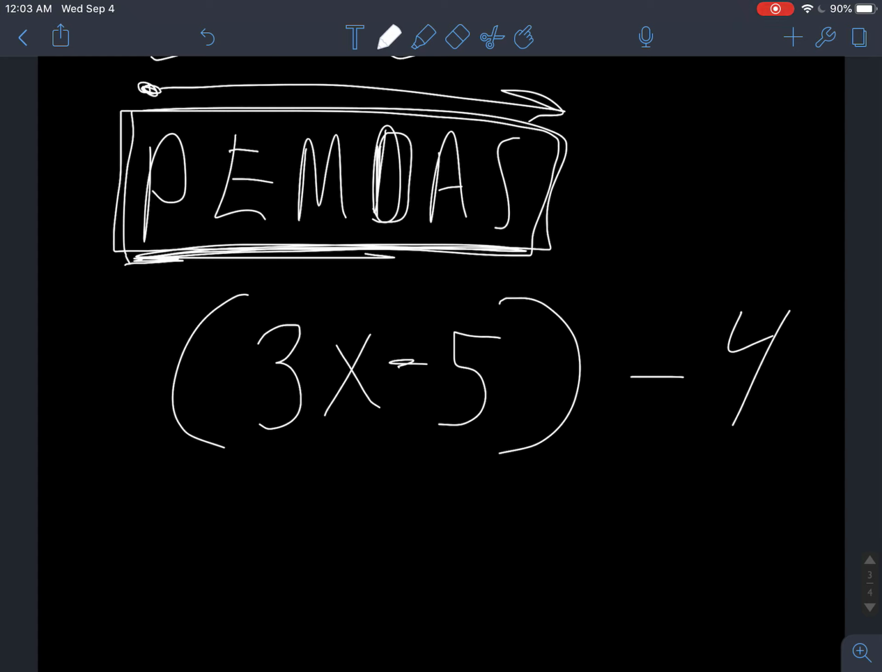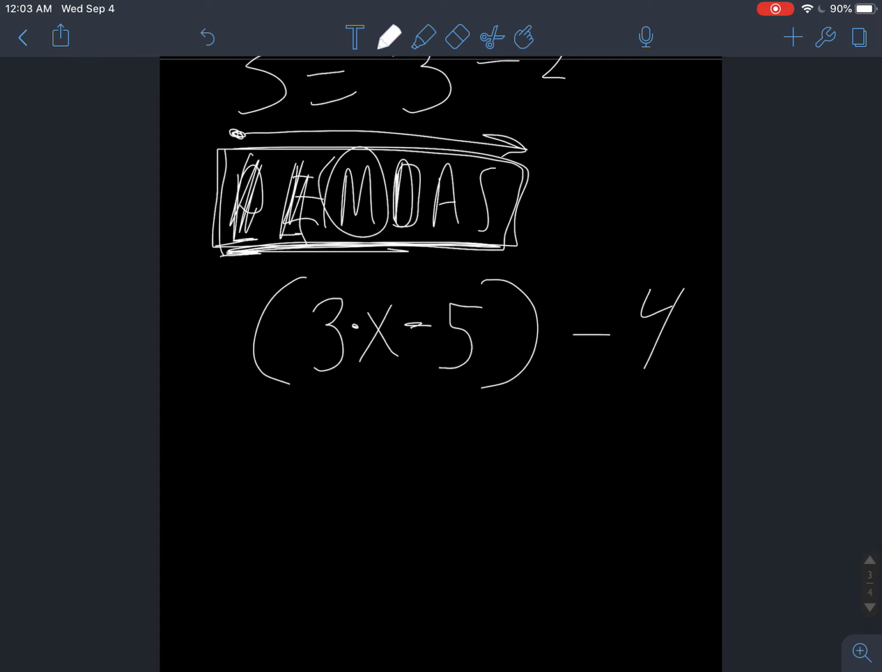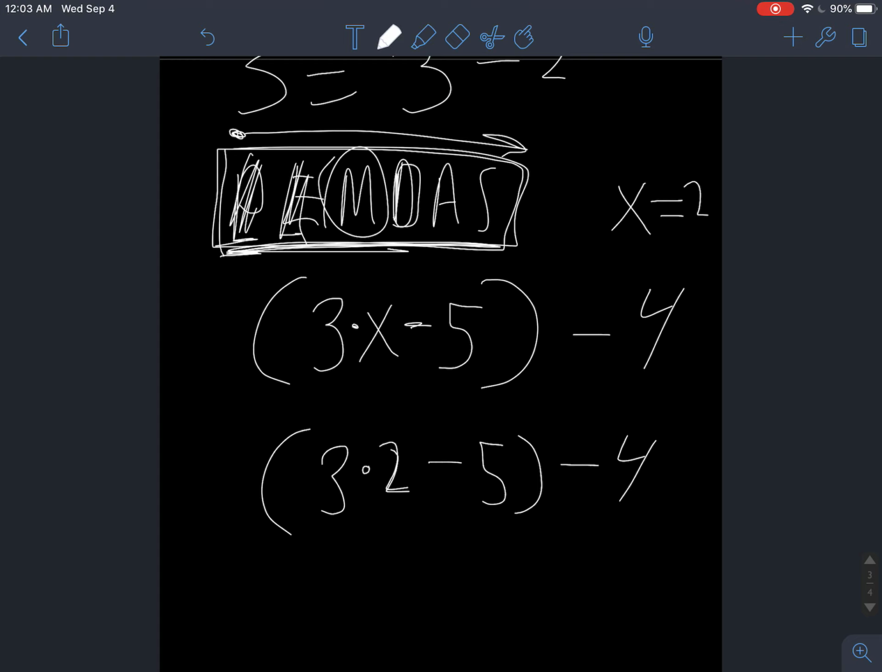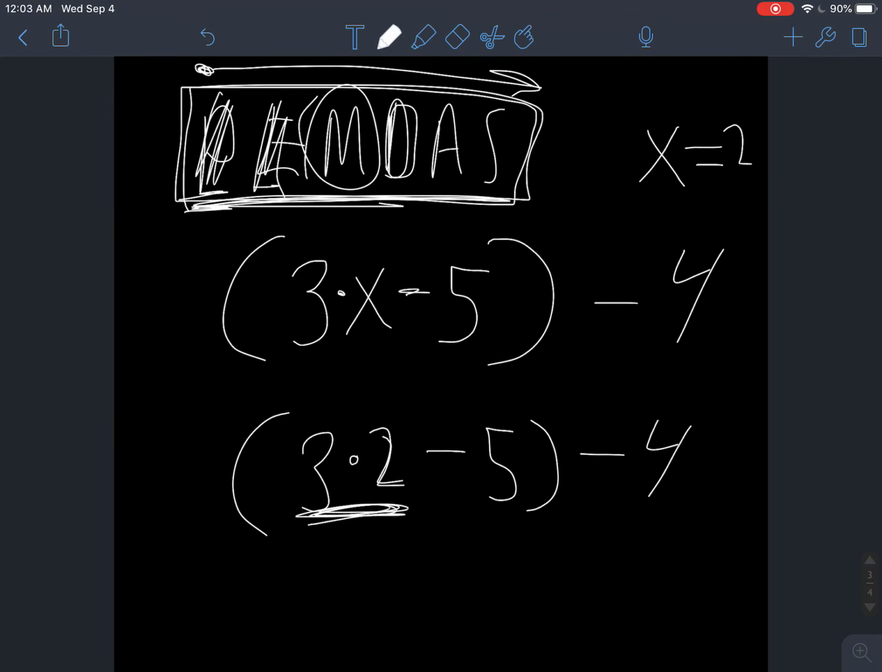So we're inside the parentheses. Do we have parentheses inside the parentheses? No. Do we have exponents? No. So we don't have to worry about exponents. Do we have multiplication? Yes, we have multiplication. This is multiplication right here. Let's say x is 2. So 3 times 2 minus 5 minus 4. So we have to do this first. X is 2, we plugged in 2 in here. So what is that? That's the 6.